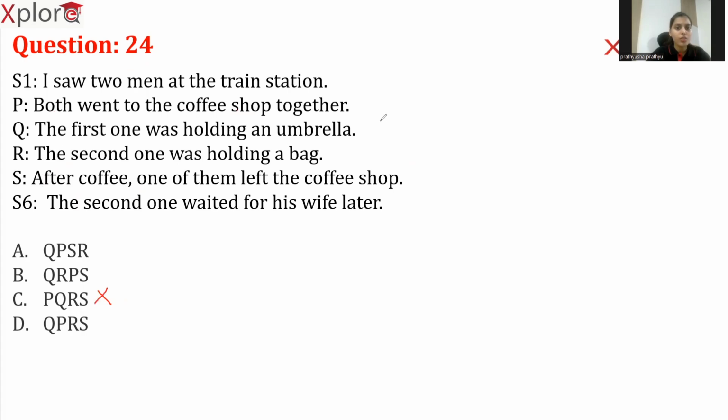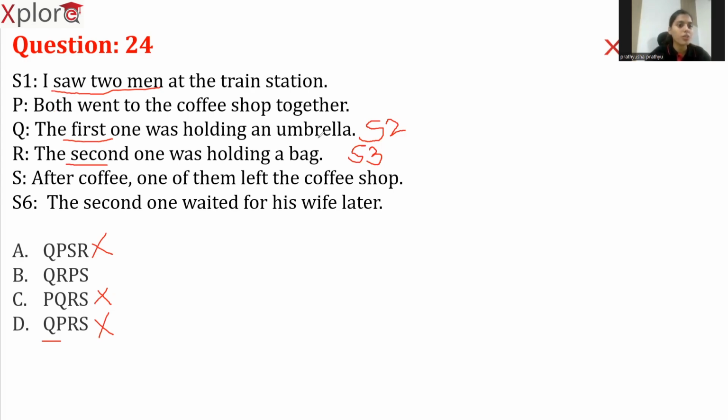And I say that Q is the second statement, as you can see by the option verification. And after Q, it is R, statement 3 is R. Why? Because here in statement 1, you are saying that you saw two men. In those two men, you are talking about the first one in Q, and about the second one in R. So QR is the pair here. So based on that, eliminate option A and option D, because after Q it is not P, it is R, because first you have spoken about the first one was holding an umbrella.